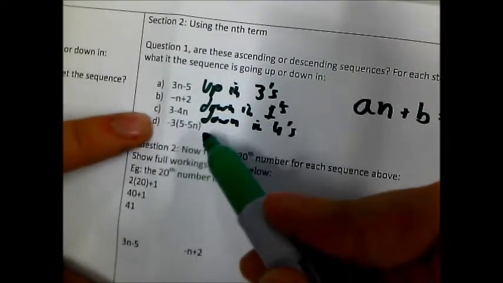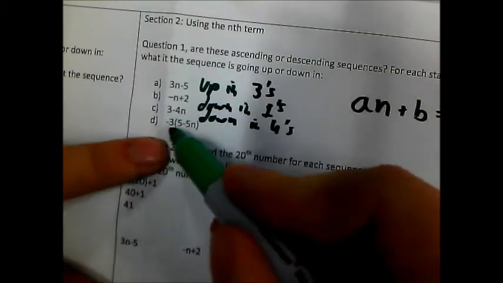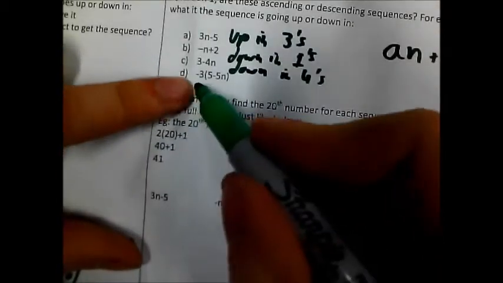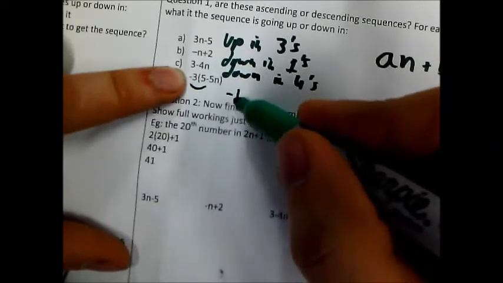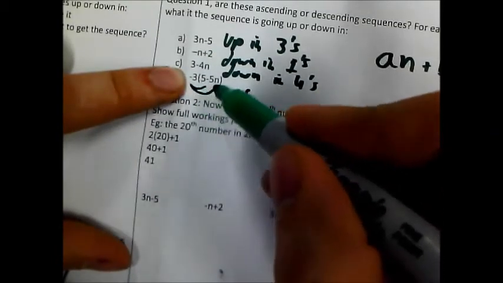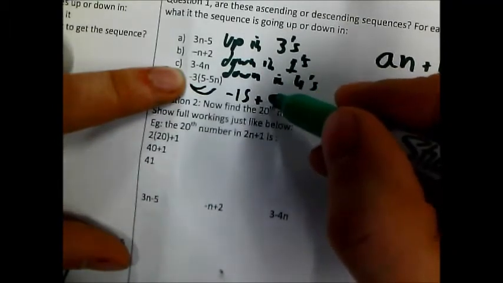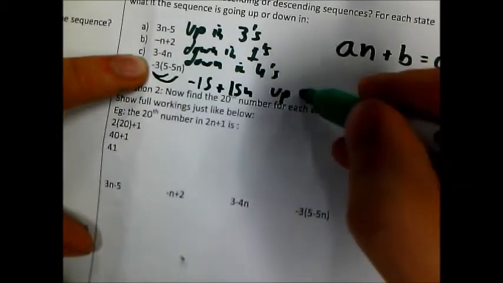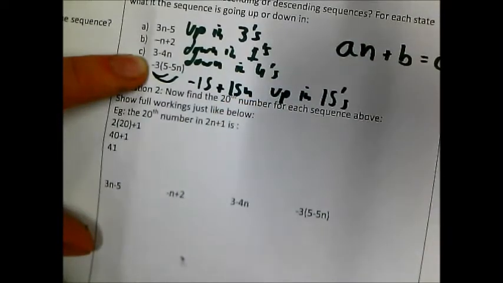And now this one, this is where your knowledge of sequences comes into play. So you need to expand this sequence so it looks in the format an plus b equals c. So I'm going to expand this bracket out. So negative 3 times 5 is negative 15. And negative 3 times negative 5n is positive 15n. So this is going up in 15s because the coefficient of n is 15. That one was trickier. Well done if you got that one first time.